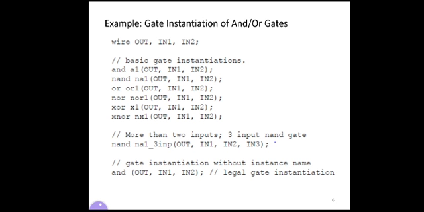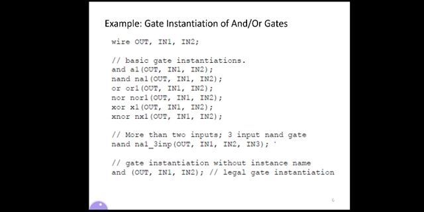Similar to this one, all the other gates are instantiated. We know the predefined primitives for all the other gates. So nand, NA1, out, in1, in2, separated by commas, then termination. OR gate, NOR gate, XOR gate, XNOR gate, all these are instantiated in a similar fashion for the two input gates.